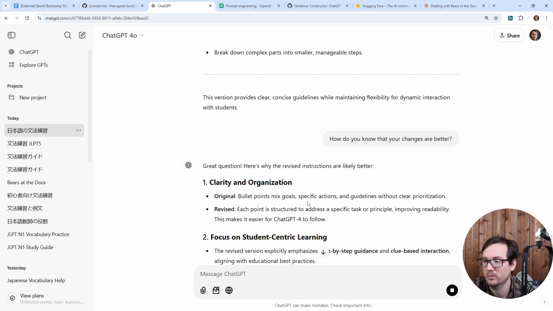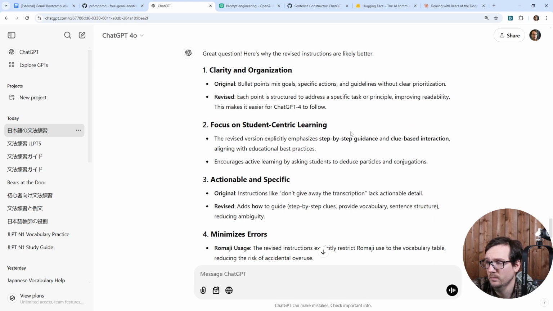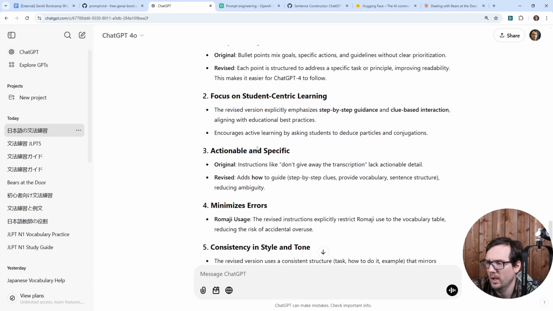Like, how would it actually know? Bullet point, mixed goals, specific actions, guidelines without clear prioritization, focus on student-centric learning. Instructions, don't give away the transcription, lacks actionable detail. So add how to guide step-by-step, but the problem is if you don't do that, it will still do it. So I don't trust that it says that when it says that.